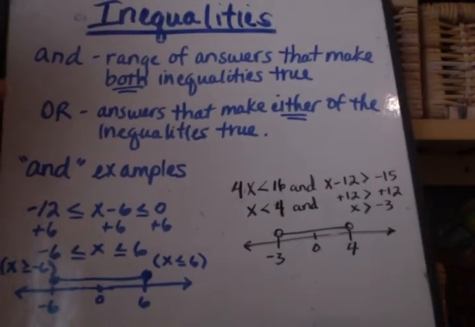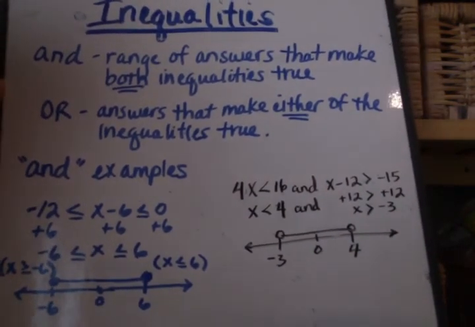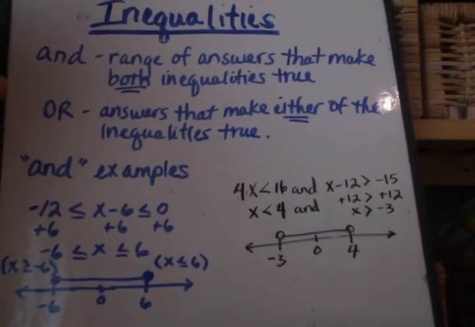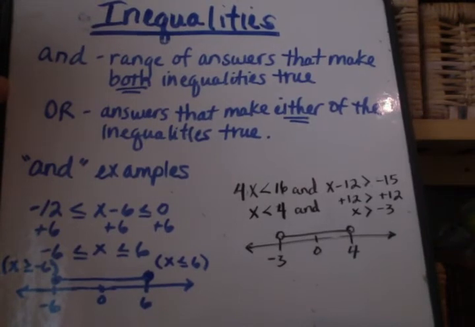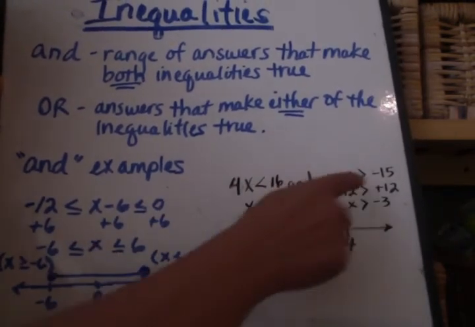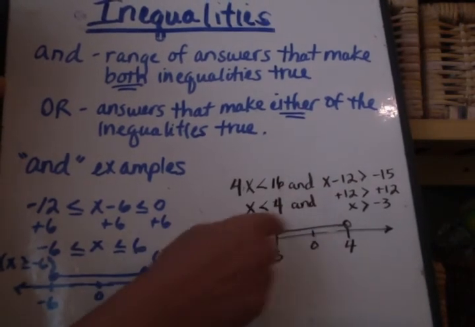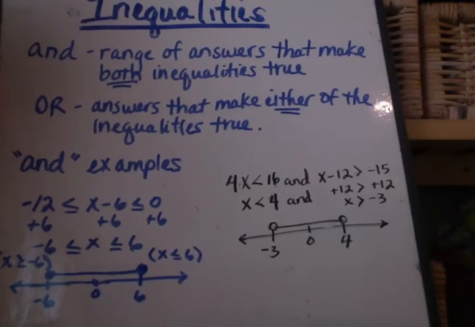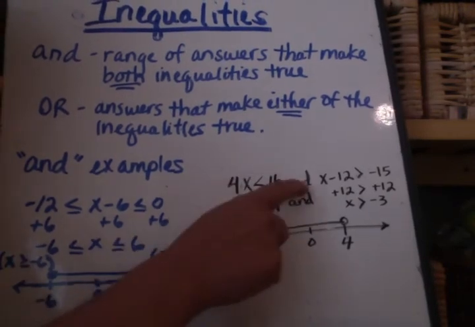4x is less than 16, and x minus 12 is greater than negative 15. In this situation, we're just going to solve each inequality independently and graph them independently, and wherever they intersect is where that'll be our final solution, because this is an AND.